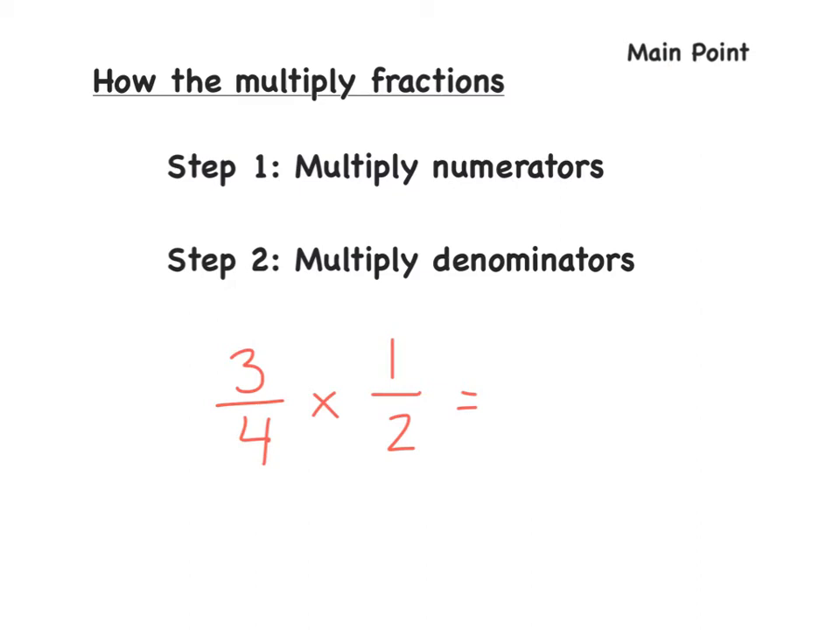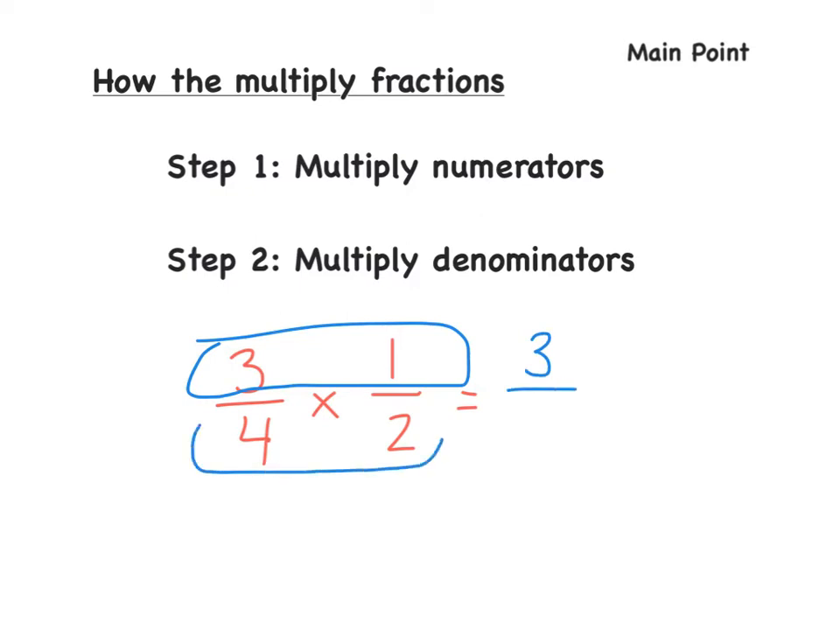So, let's look at what we have below. We have 3/4 times 1/2. So let's do step 1. Multiply the numerators. By numerators, I mean multiply the numbers that are on the top. So what is 3 times 1? That is 3. Step 2, multiply the denominators. 4 times 2. That is 8. So 3/4 times 1/2 is equal to 3/8.